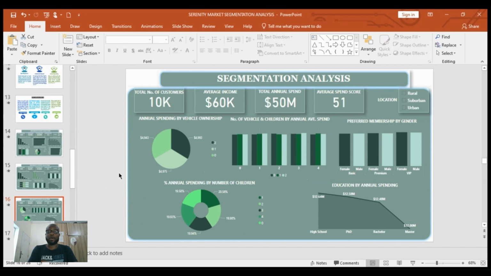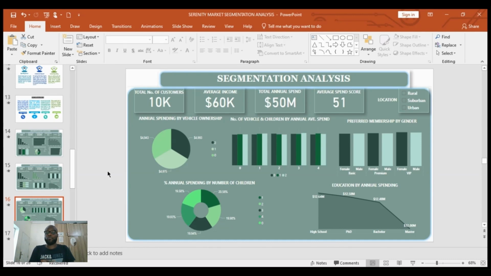And our other dashboard also reveals annual spending by vehicle owners, right? So we discover that those customers that have two vehicles tend to spend slightly more compared to customers that don't have vehicles at all or have one vehicle. And then when we also looked at customers that own vehicles, that have children, and how they are spending annually, we discover that customers with three children and with two vehicles spend more.